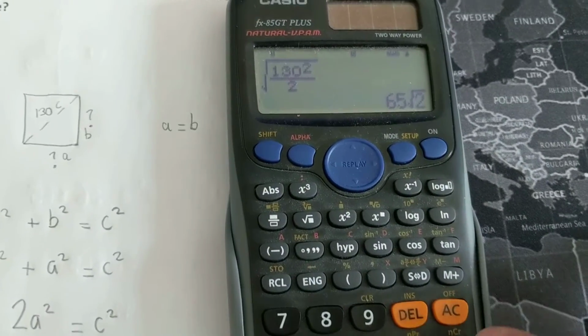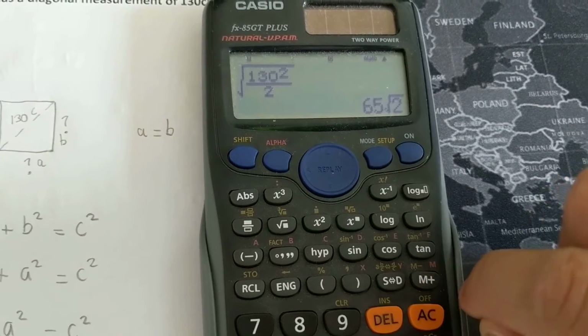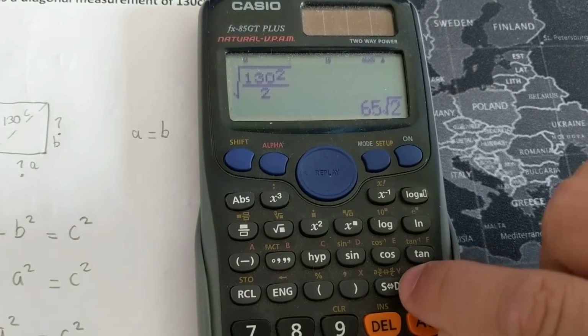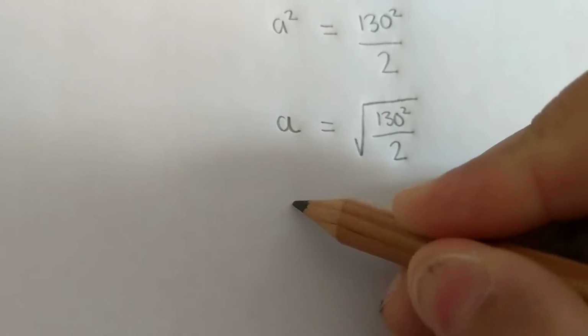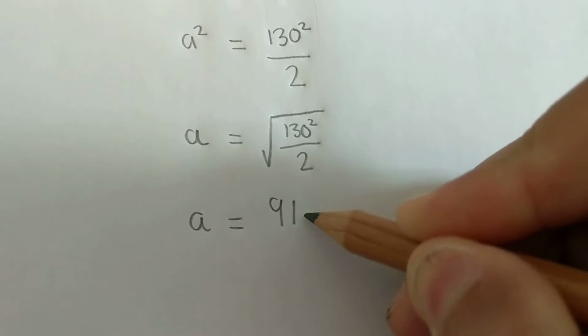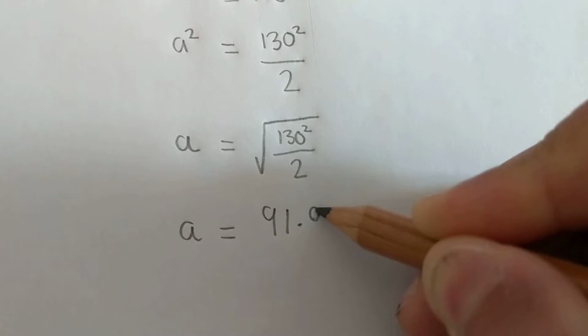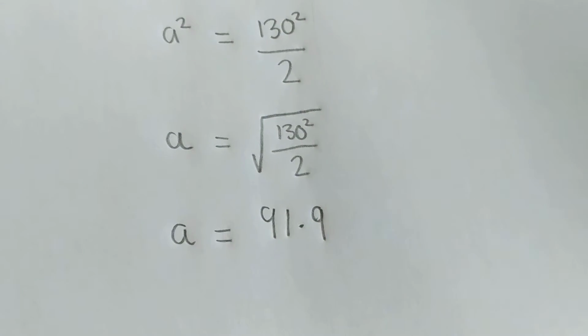So let's press equals, and it comes as 65 root 2. Let's just turn it into a decimal number. We'll click that and it becomes 91.9. Okay, so then we'll just say A equals 91.9. Okay, and what is it? Is it centimeters, meters, or whatever?